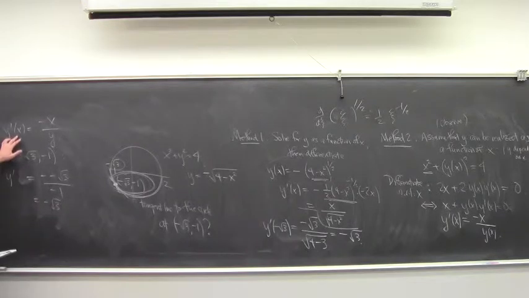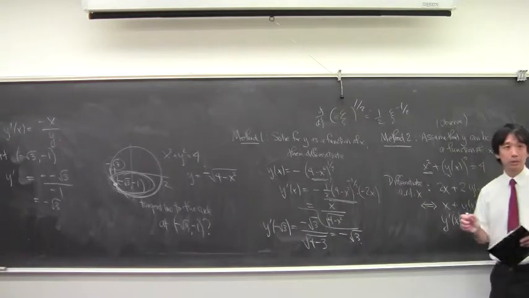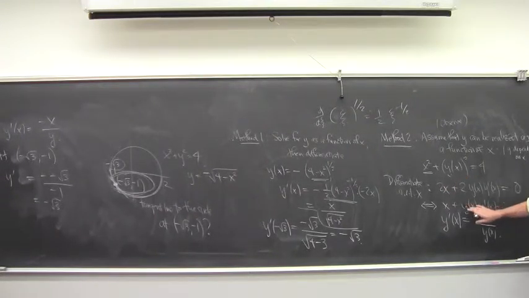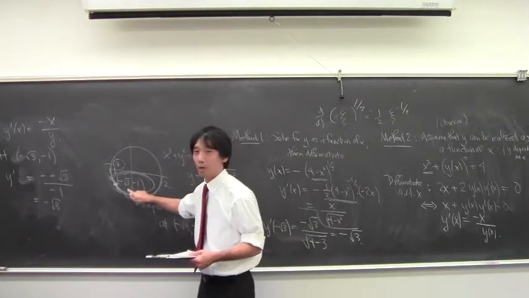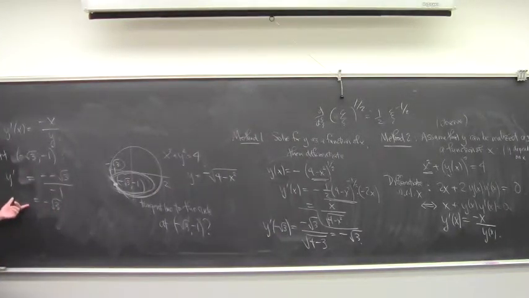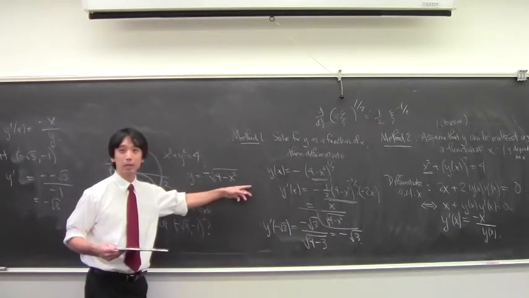Okay, so you start off with this relation between x and y. You realize y is a function of x, differentiate it, and you get a relation between x, y, and y prime. Solve for y prime, you get y prime in terms of x and y. Well, we were given x and y, so just evaluate it there, and you can figure out what y prime is. So we didn't have to solve for the function.